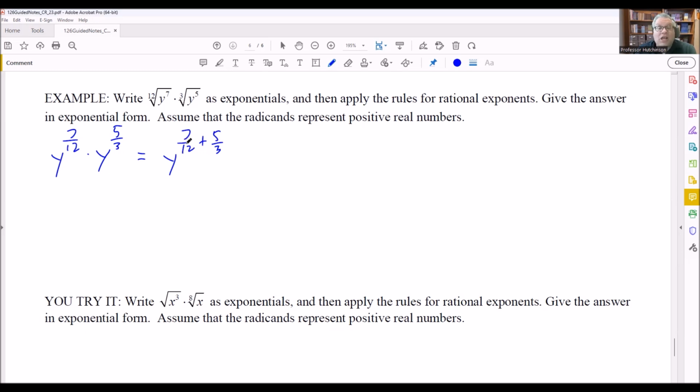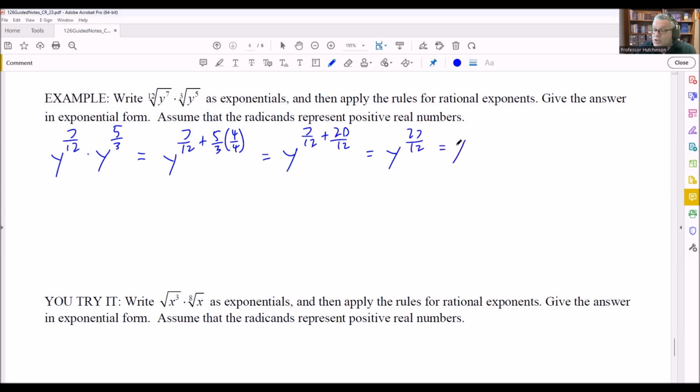So the first fraction already has our common denominator. We'll leave that alone. But the second one, we're going to multiply this by 4/4. That will get you a 12 in the denominator down here. So now we're going to multiply this out. 7/12 plus 20/12. We now have common denominators, which means that we can add these together. So 20 plus 7 is 27, and that's going to be over common denominator of 12.